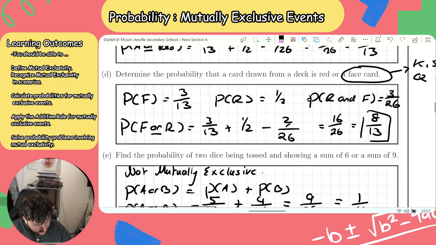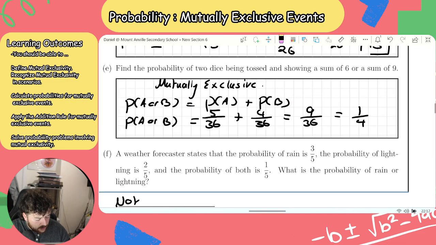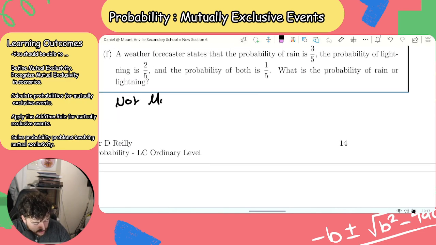So what do I say up here? No, sorry. The dice ones are mutually exclusive. That's where we use the other formula. These weather events are not mutually exclusive because it can rain and it can be lightning at the same time.